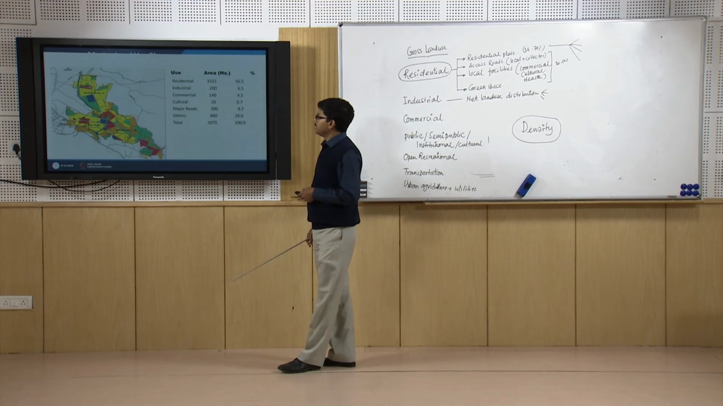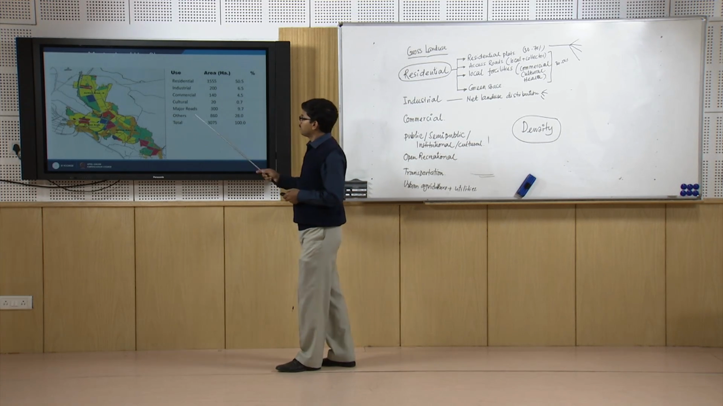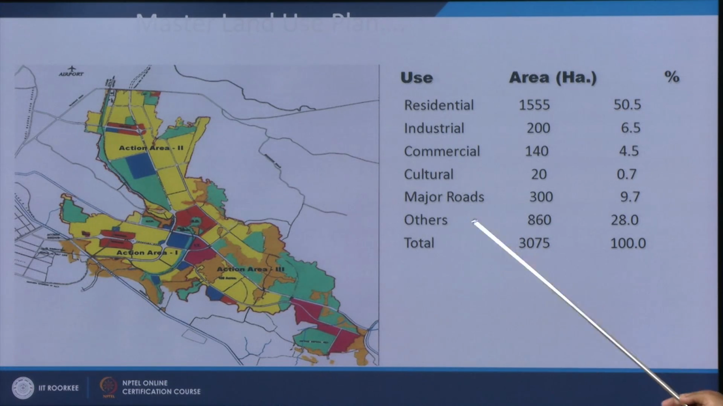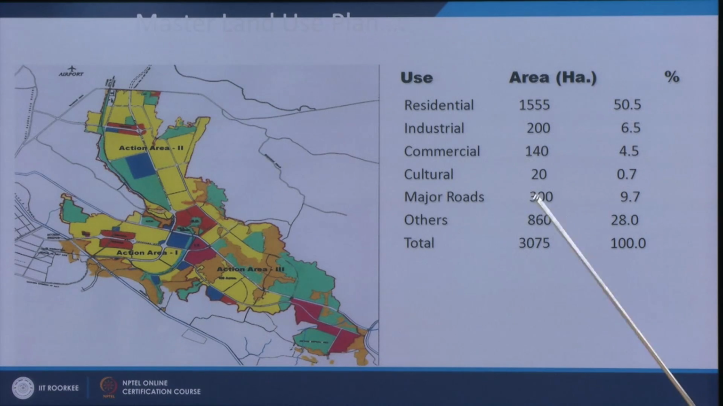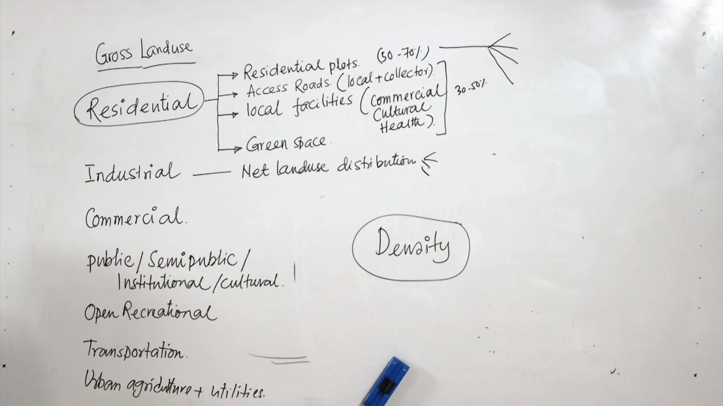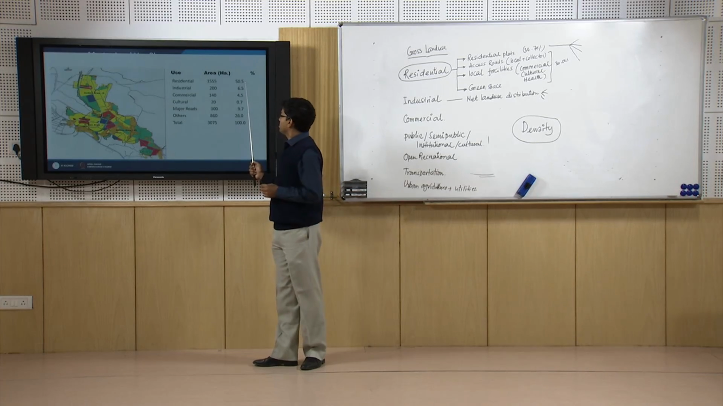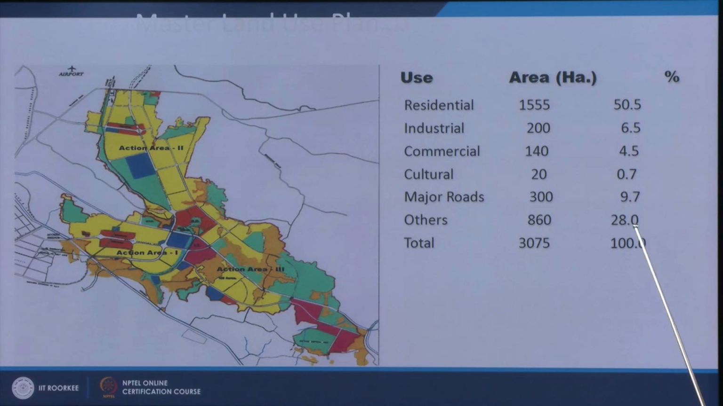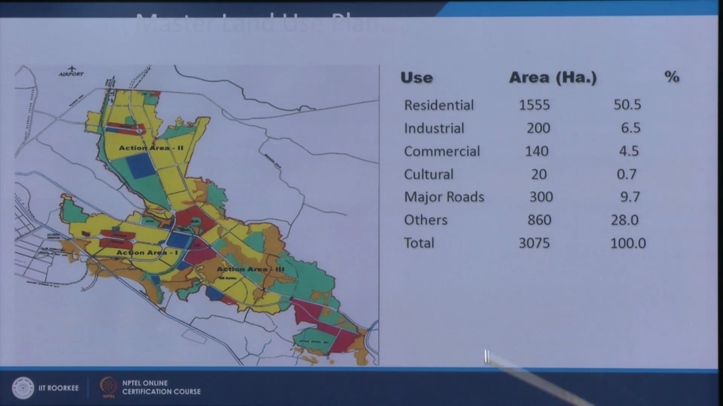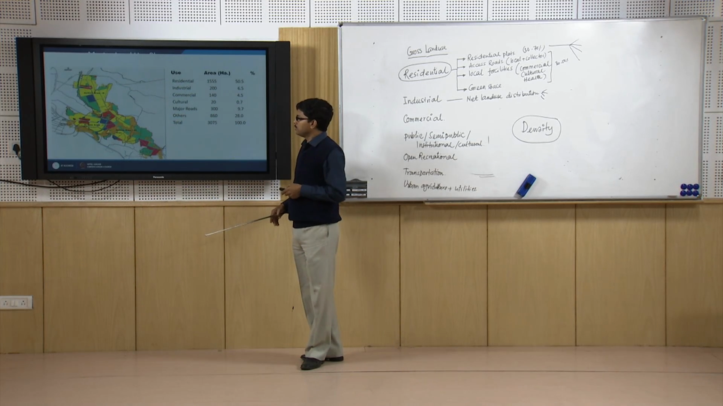So you can see the land use distribution of the whole area. Here you can see the residential, industrial, commercial, cultural, major roads, and others, including the open recreational area and utilities area. So the land use distribution we discussed here, you can see that it is reflected here also, where residential is predominant and the others, including the green areas and the utilities, are a major part of the city, 28%.